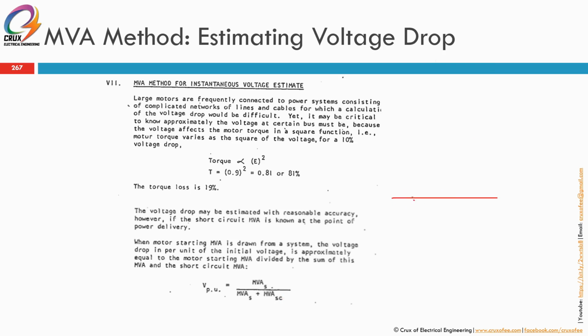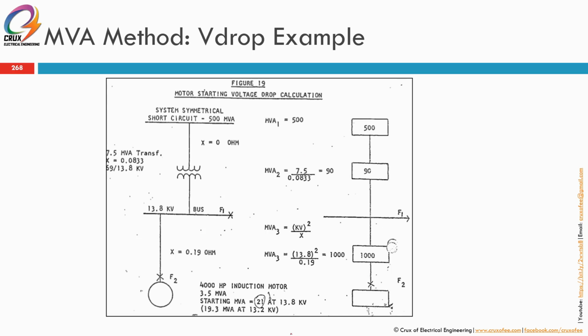Example, you have your motor here. So this is, let's say, MVA S. Then you know that the fault level here is MVA short circuit. So what is the voltage drop? It's just MVA motor divided by the MVA motor plus the short circuit level at this point of fault. So this will be roughly an approximate value of the voltage drop estimation. Okay.